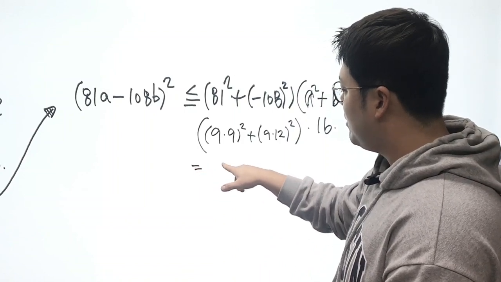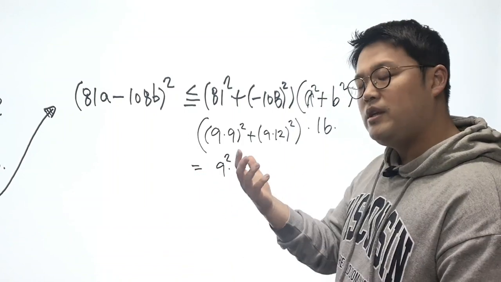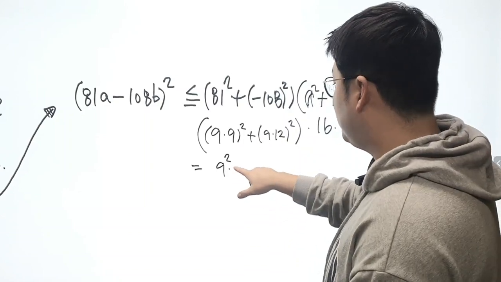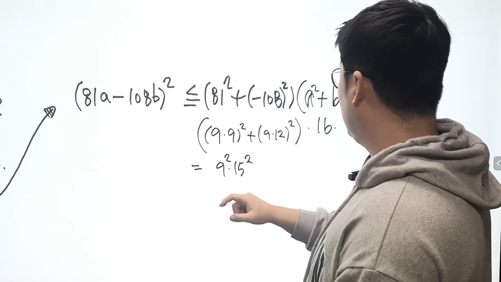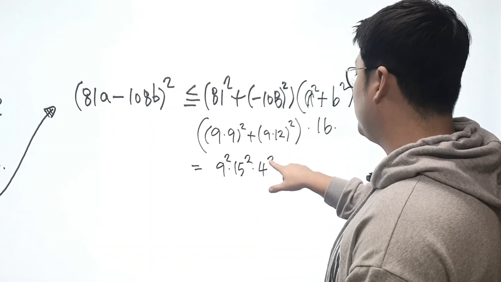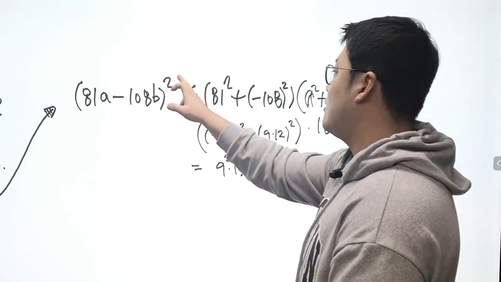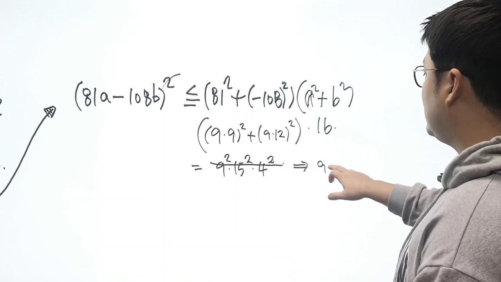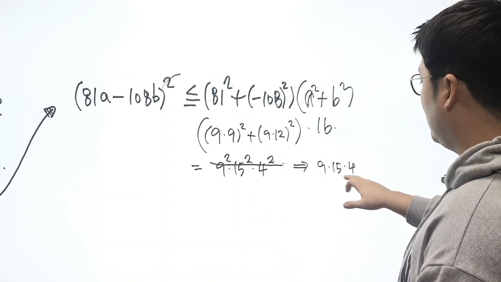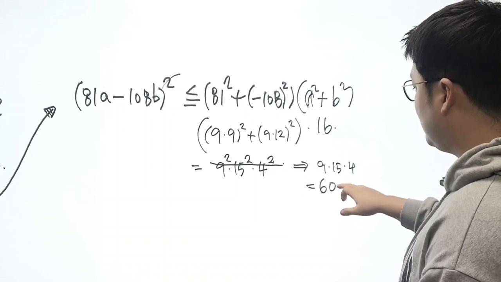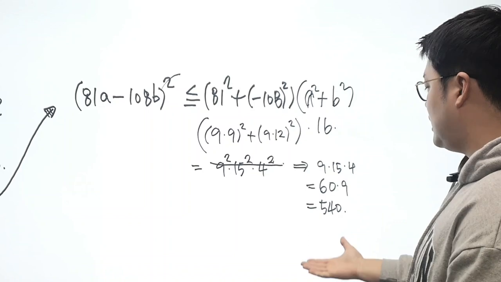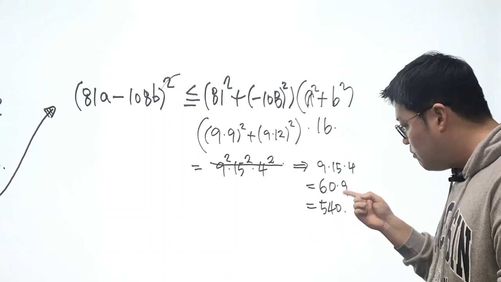So probably if I get some number out there, that becomes 9 squared. Probably 9 and 12, and I would say 3, 4, 5, so it becomes 15 squared. Okay, and that becomes 4 squared as well. So if I get rid of all those parts, I would say that becomes 9 times 15 times 4. So I would say 60 times 9, it becomes 540. And I would say the answer for our AIME question must be 540.